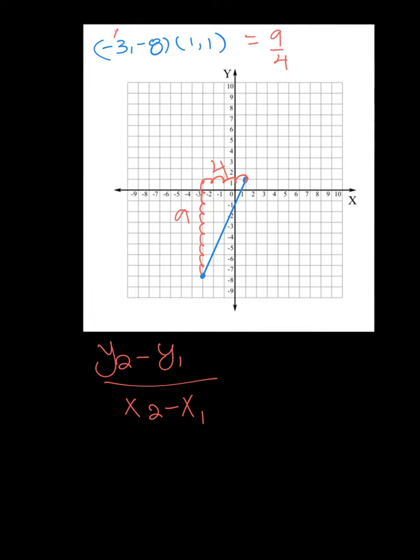For the equation, let's label our points. So y2 is 1 minus y1, so minus -8, over x2, 1 minus -3. 1 minus a -8 is going to change to plus. So 1 plus 8 is going to give us 9. 1 minus -3 also changes to plus, so we get positive 9/4 for our slope.